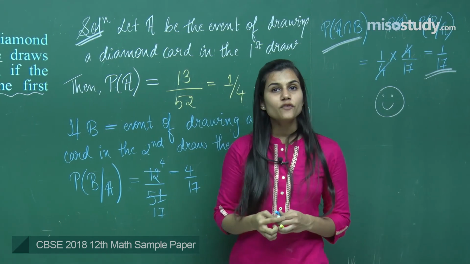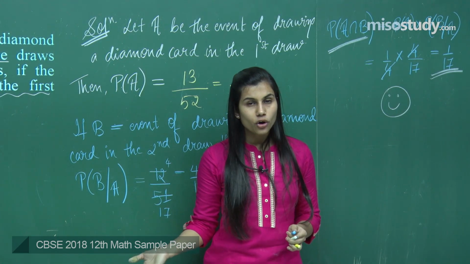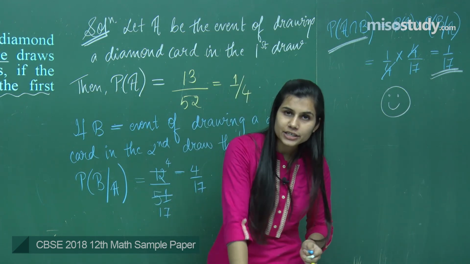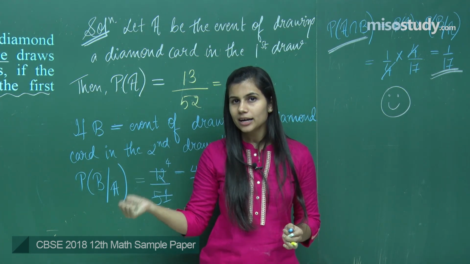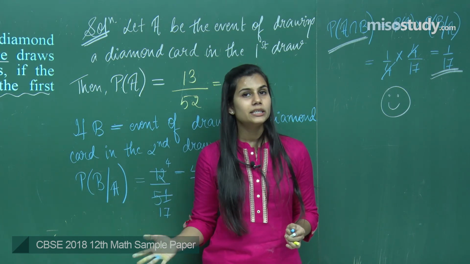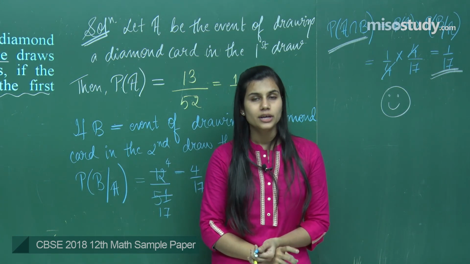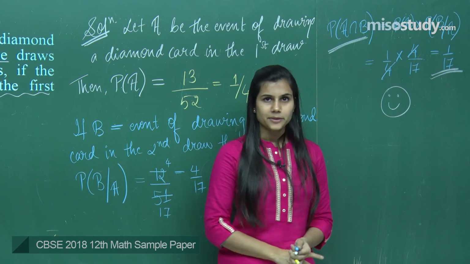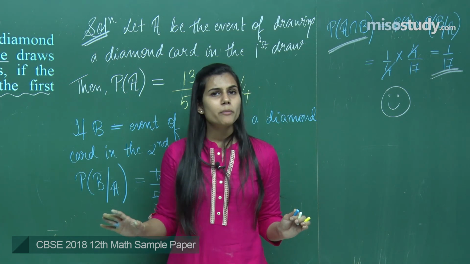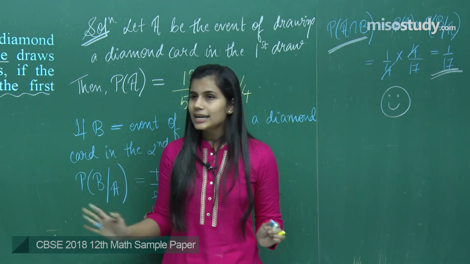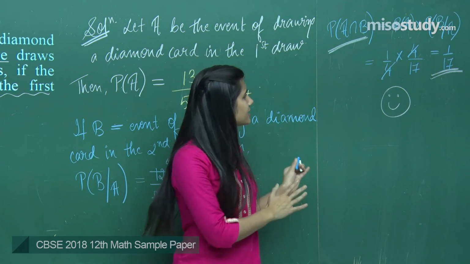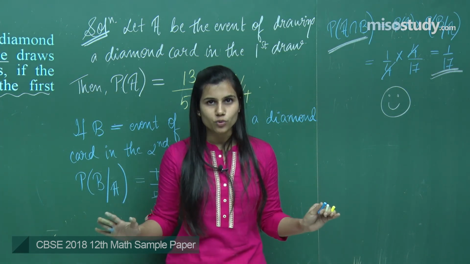So the probability of drawing a diamond card in the first draw, not replacing it, and yet putting your hand in again and drawing a diamond card in the second draw as well, the probability of both these situations occurring together is 1 by 17. Just the conditional probability concept was used. Analyze the question, understand, and this is how easily the solution flew.